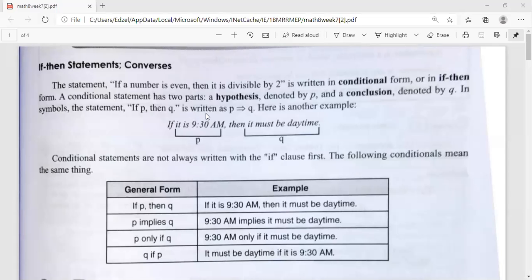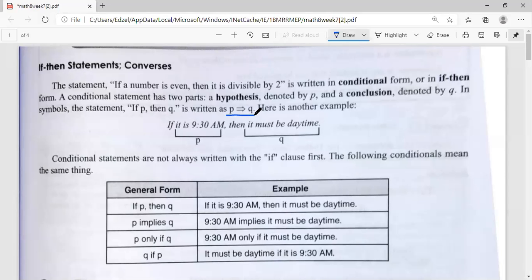Then, if is the hypothesis, and then is the conclusion. Now, it is written as this symbol. Teka lang, pwede ba ako makadraw nito? This symbol is the if-then statement. So, if P, then Q. P is our hypothesis, where our Q is the conclusion.